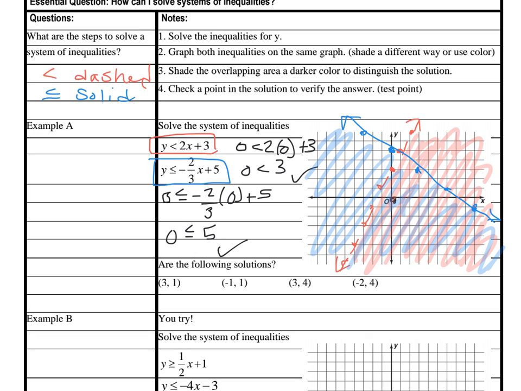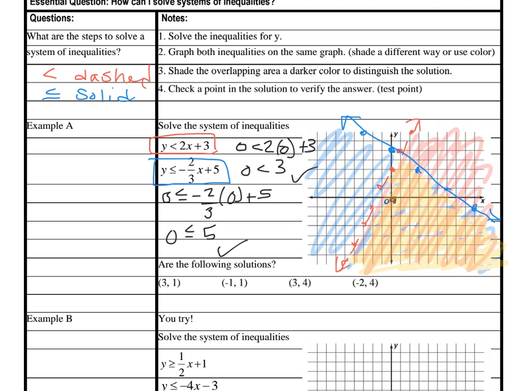And now our solution area is this area here that has both blue and red. And if you use highlighters, they actually change color, so that's kind of fun. So then this whole area right here is where all of the solutions are. If you take any of these points and you plug it into either of these inequalities, we'll get a statement that is true.